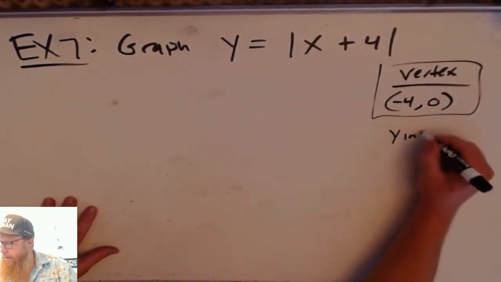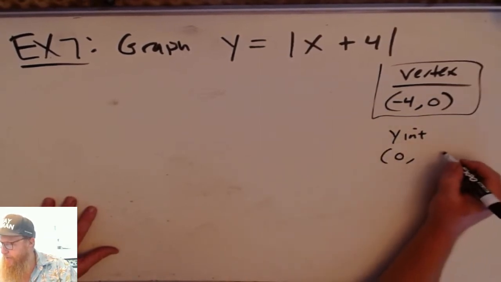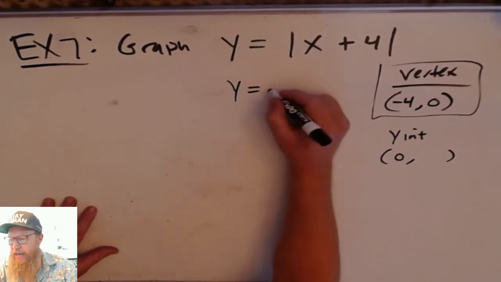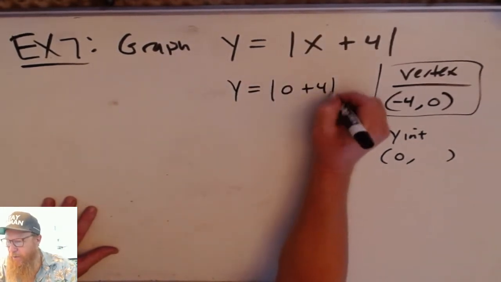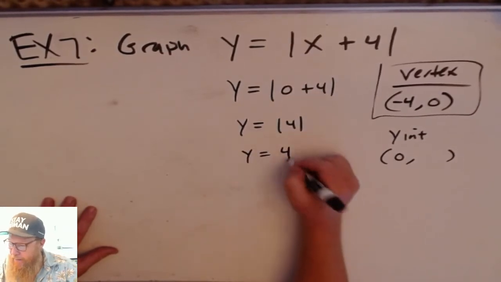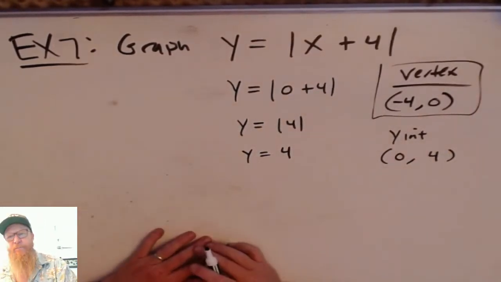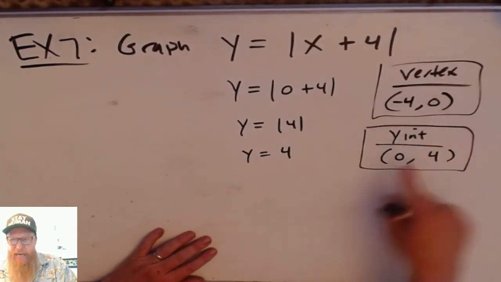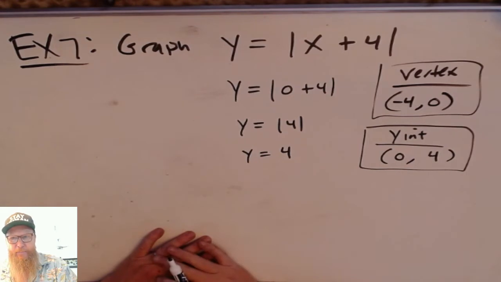Let's do the Y-intercept. I might need to do a little bit of math here. Y equals 0 plus 4. You could probably just do that in your head. 0 plus 4 is 4. Absolute value of 4 is 4. Notice it's not the same as the vertex.